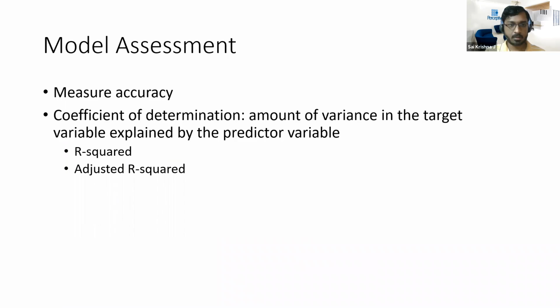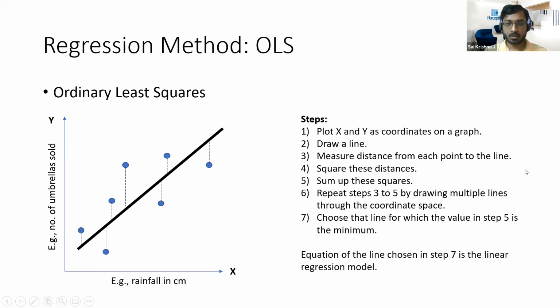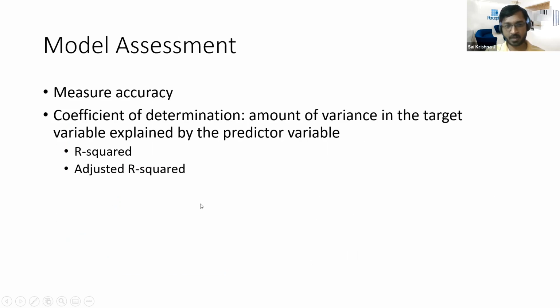Okay. So now we have worked through the mechanics of that model. We have built this regression line and so on. And what do we do finally? We measure the accuracy of the model. Accuracy is nothing but how close or how far your predictions are from the actual data. Right? So we measure the accuracy.